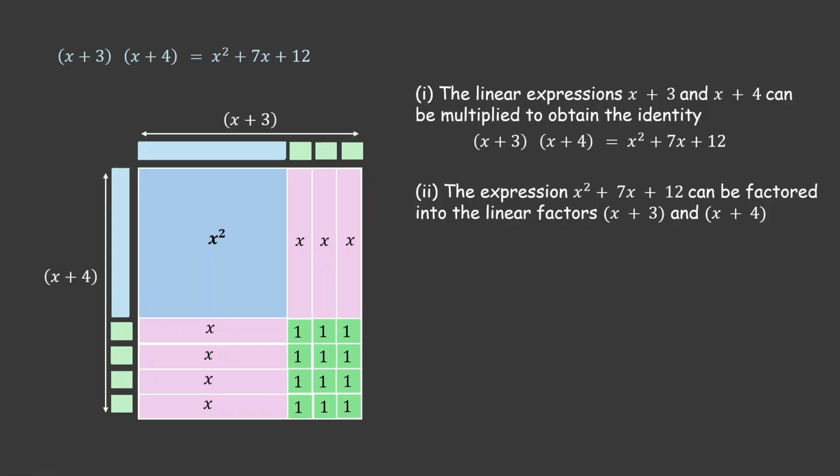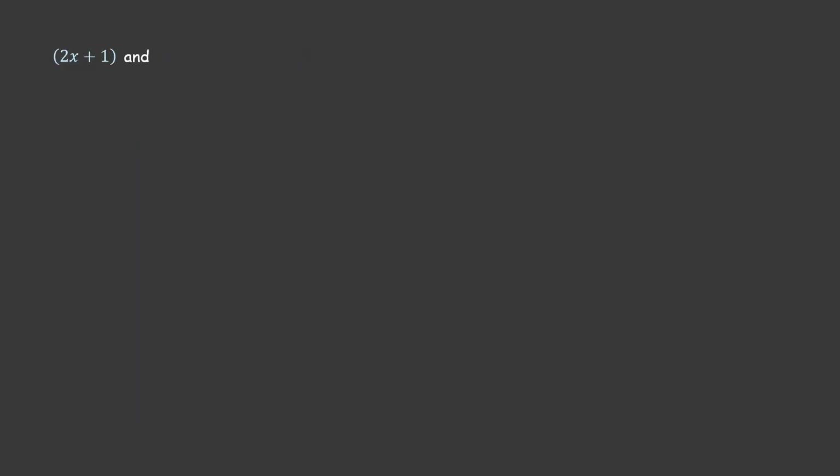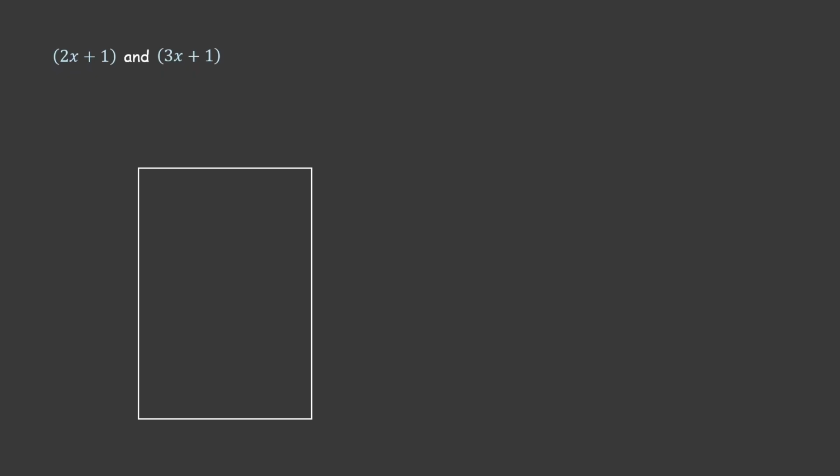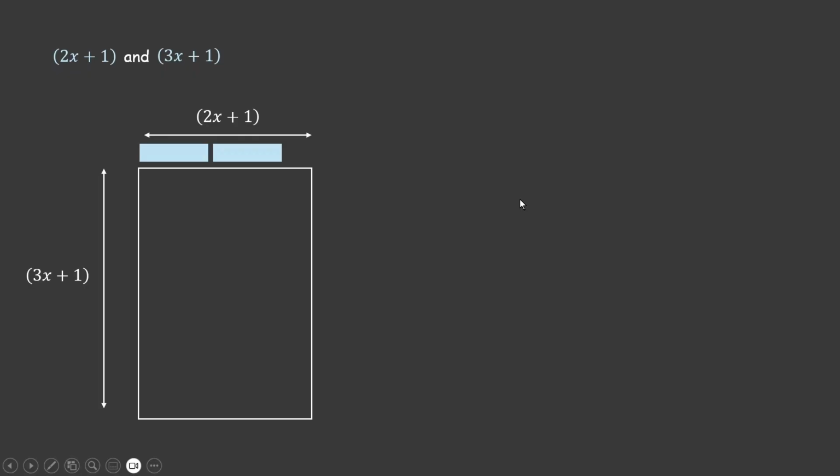Now let us look at the case when x has a coefficient. How do we deal with that? So we have 2x + 1 and 3x + 1. Once again, we have a rectangle whose length is 2x + 1 and breadth is 3x + 1. Now, since we have 2x, we are going to have 2x tiles and here we have 3x tiles. And we have 1, so 1 unit tile and 1 unit tile over here.